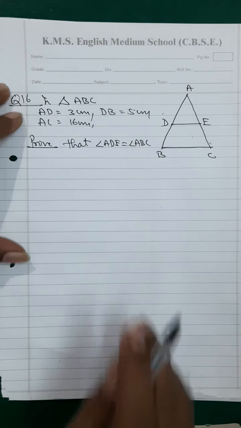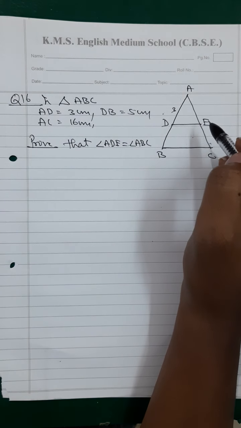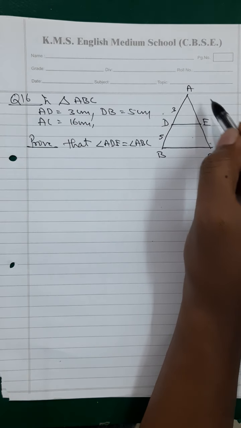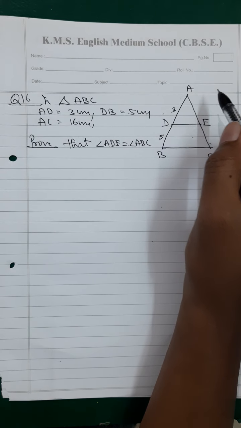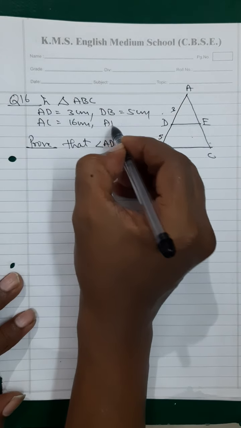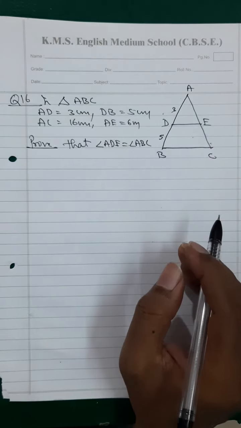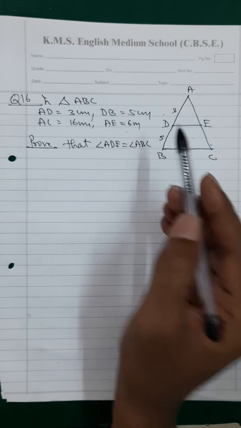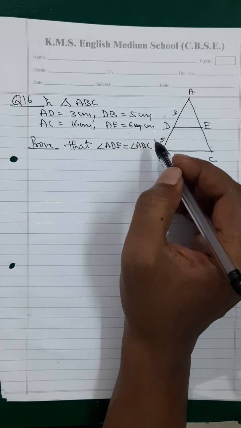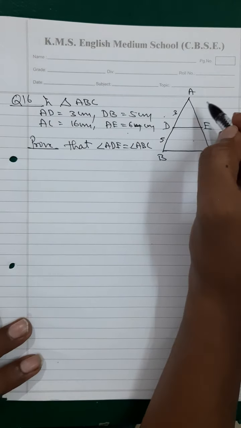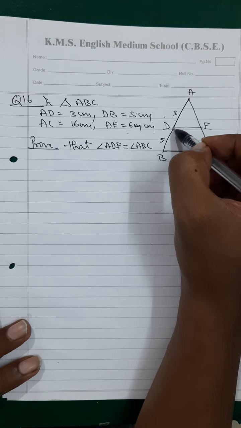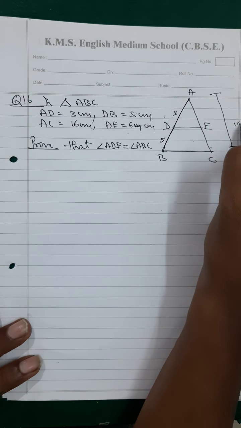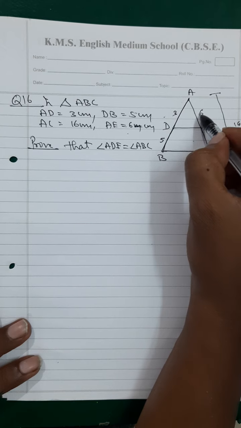Simple. See, here they have given AD is equal to 3, DB is equal to 5, AE is equal to 6. AD is equal to 3 centimeter, DB is equal to 5 centimeter, AE is equal to 6 centimeter, and AC is equal to 16 centimeter, complete AC they have given, 16 centimeter.